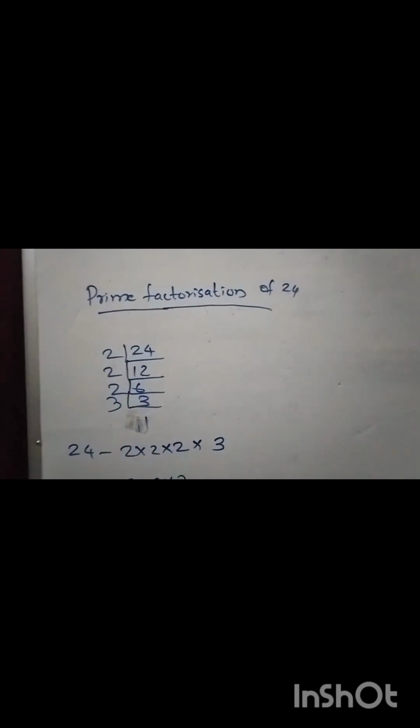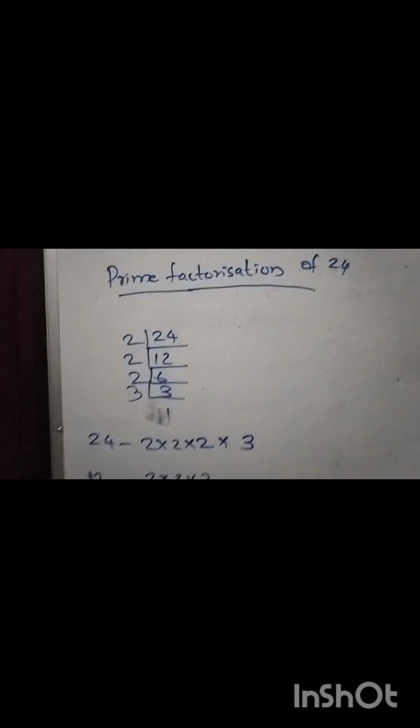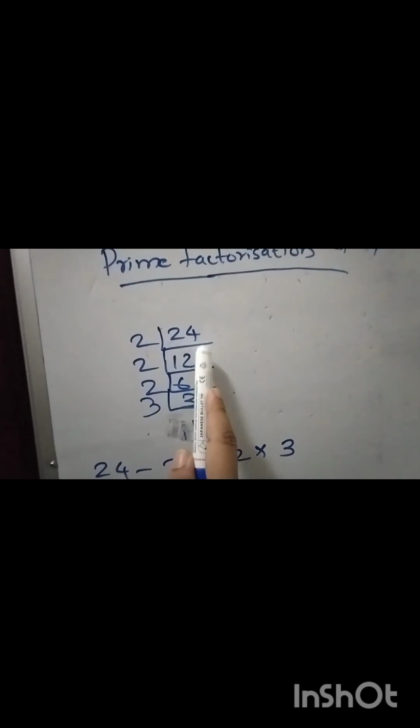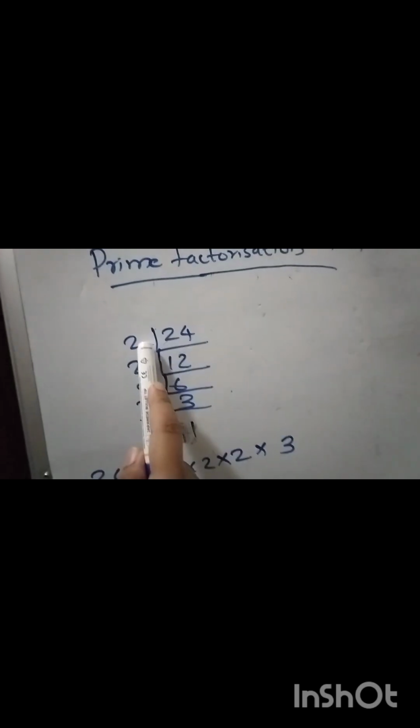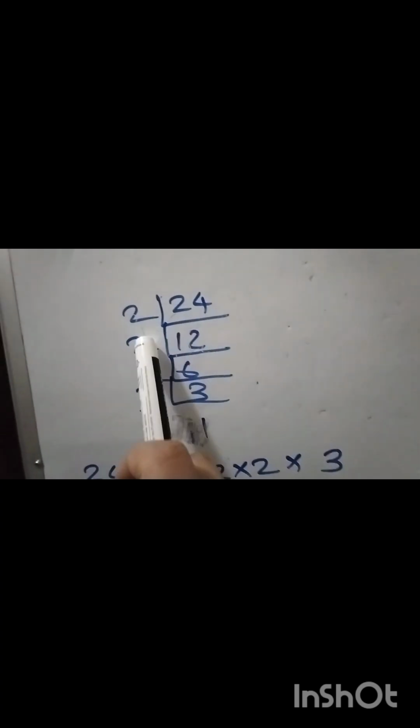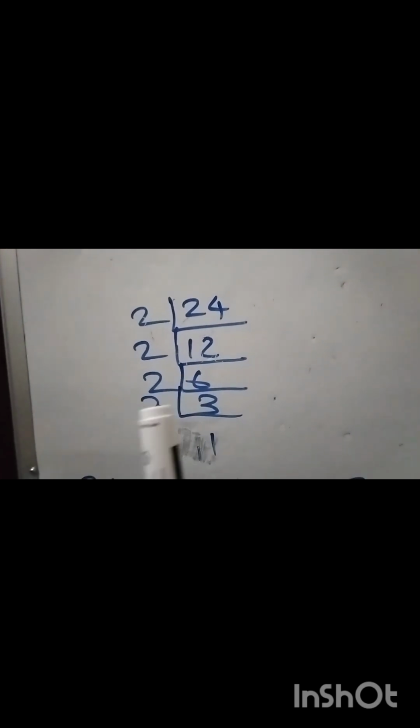Do the problem of prime factorization of 24. So first you write 24 like this, then write the number 2. When we divide by 2, what will you get? 12. Yes, 24 can be divided completely by 2, so you write 12. Then again take the prime number 2, it can be divided. Yes, then we'll get 6. Then again write down the prime number 2. Yes, 6 can be divided completely by 2.